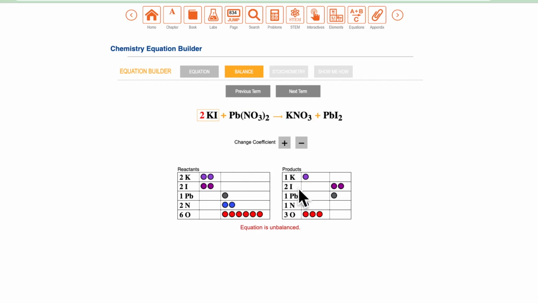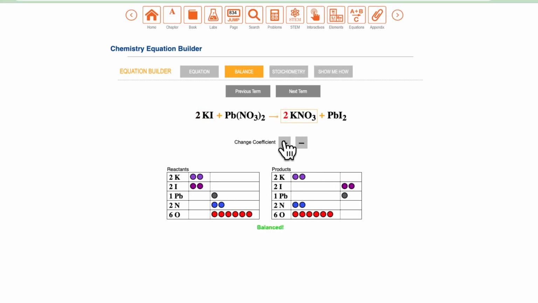So I've got the iodine balanced, but I do not have equal amounts of nitrogen or oxygen in the products. So I can go over to the products and start with the nitrogen term, change its coefficient, and now I can see it's balanced by adding the coefficient of 2. So another great way to use this tool for teaching and learning is to visualize the law of conservation of matter.